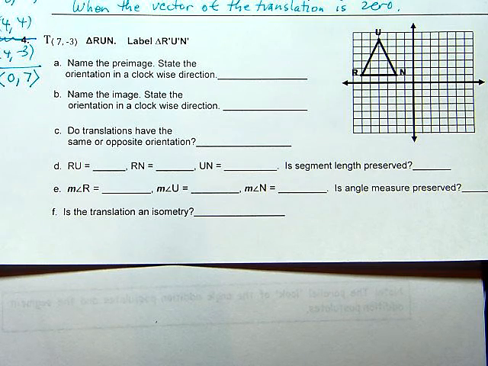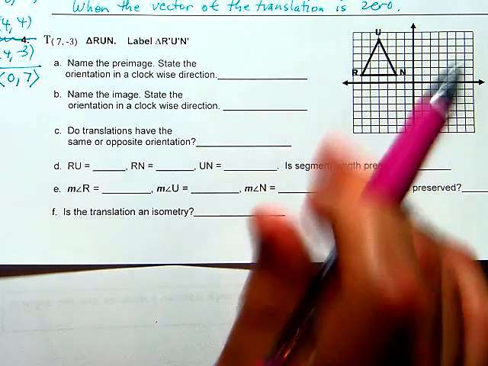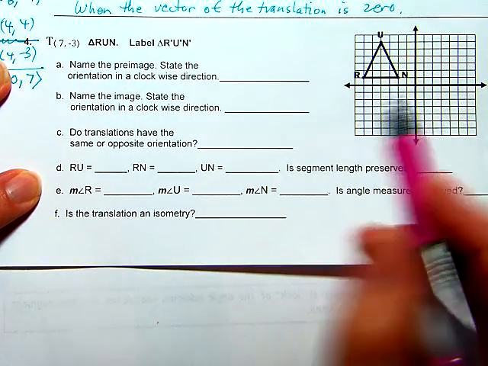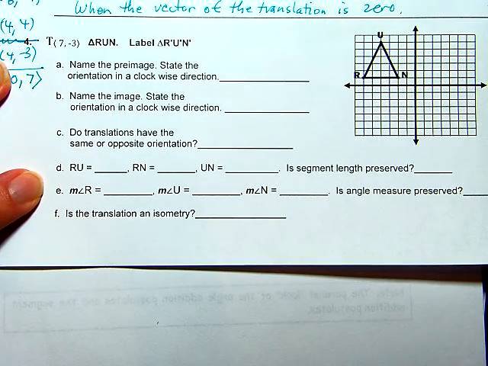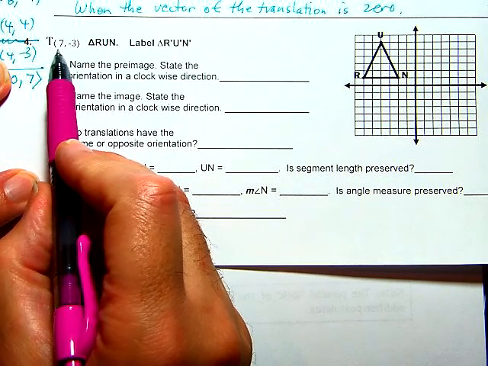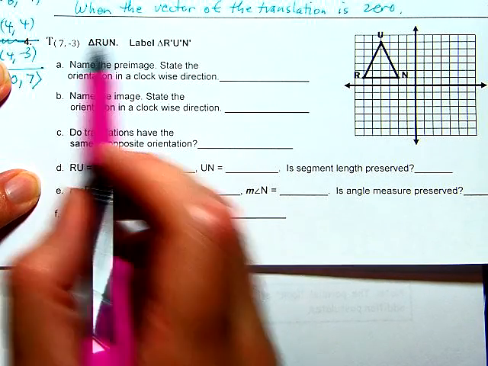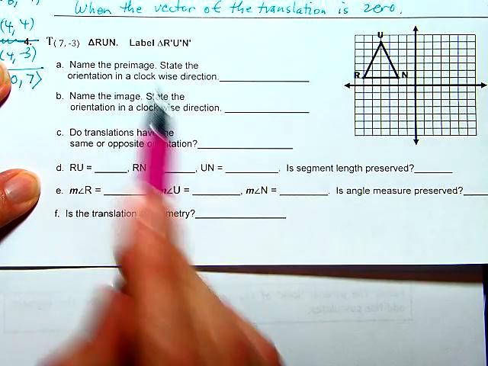Well, problem 7 asks us to perform a translation on a triangle RUN. That's this triangle here, RUN. And the translation is to move 7 in the x direction and -3 in the y direction. And we've got to do that to the entire triangle.